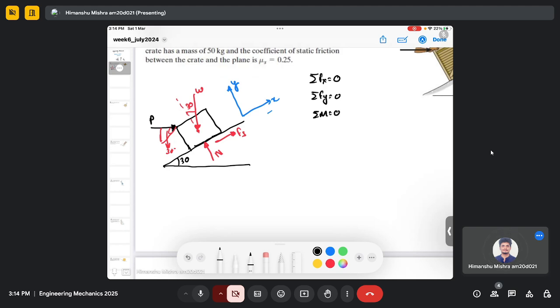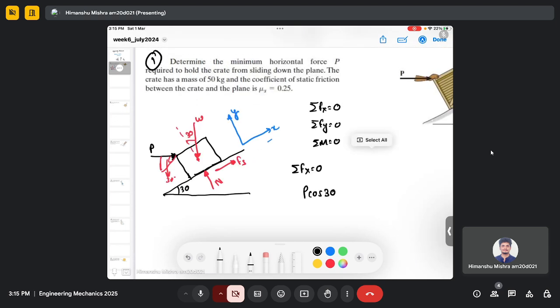If we use the summation of force in the x direction, and since the system is in equilibrium, it is equal to 0, we have here P cos theta, and here we have to consider the component of weight as well. Won't the weight be at 60 degrees with the vertical? 60 degrees. Weight is 60, sorry. The weight that is acting, wouldn't it be at 60 degrees to the vertical?